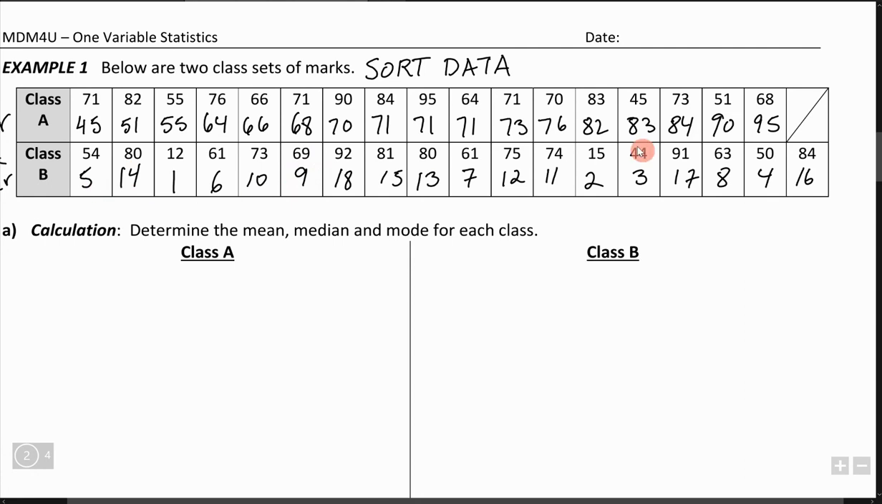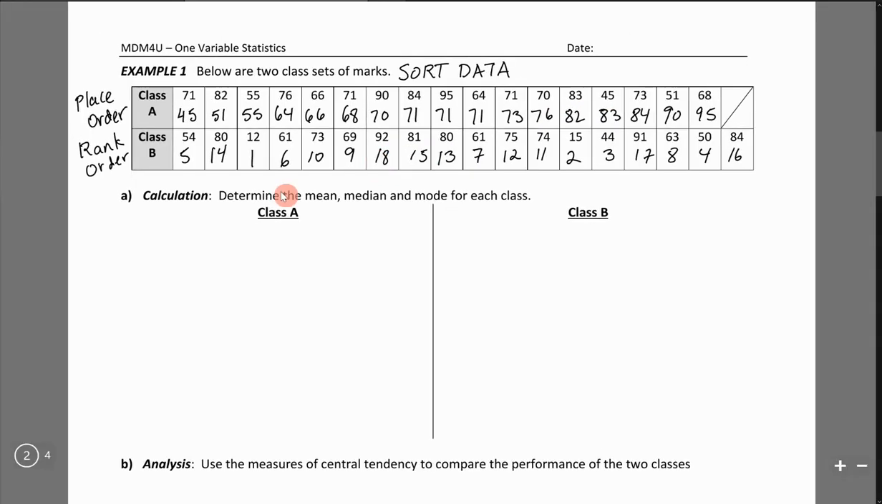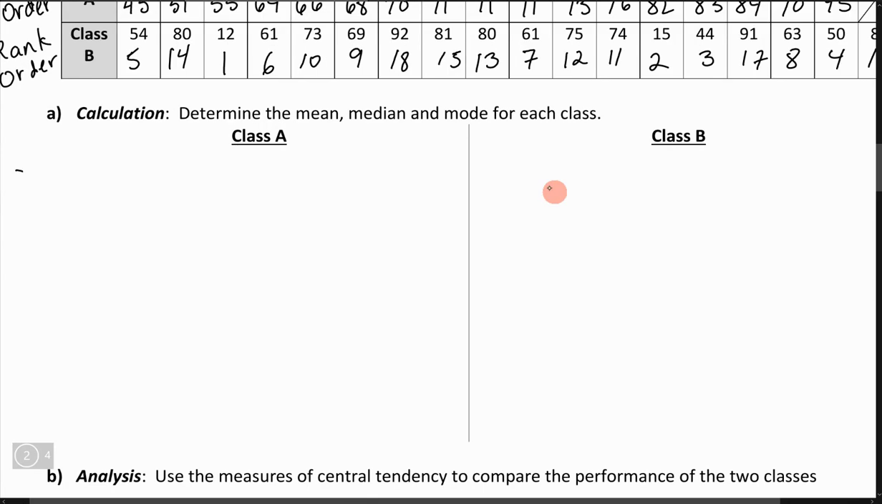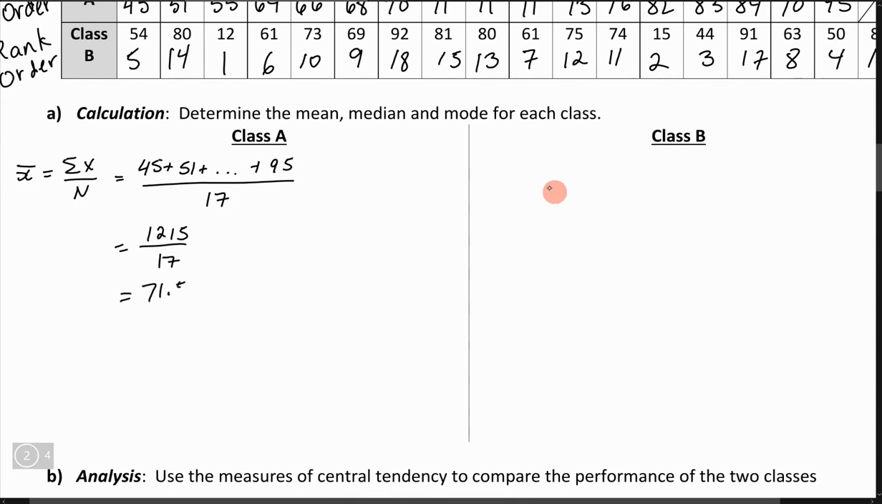And I'll show you how we can find the median using a rank or looking at the data sorted in order. So calculations. Determine the mean, median, and mode for each class. So the mean for class A is equal to the sum of all the values divided by the number of values. And so that would be 45 plus 51, and instead of writing out all those numbers, I'll just put a dot, dot, dot, and then my last number, and divide everything by 17. And when I do that, I get 1215 on the top divided by 17 on the bottom, leaving me with the mean value of 71.5.